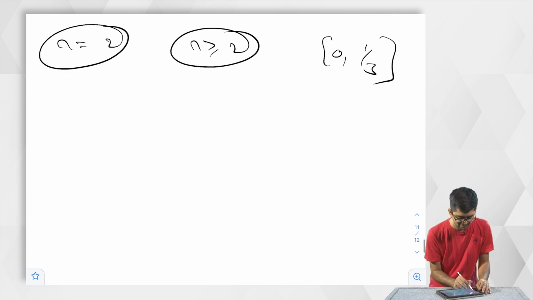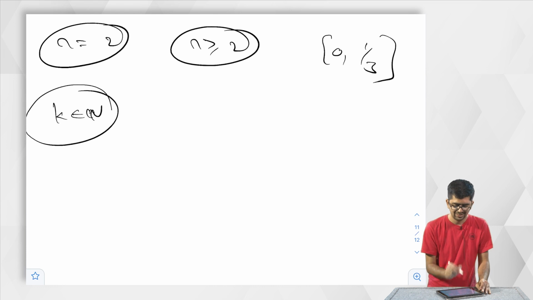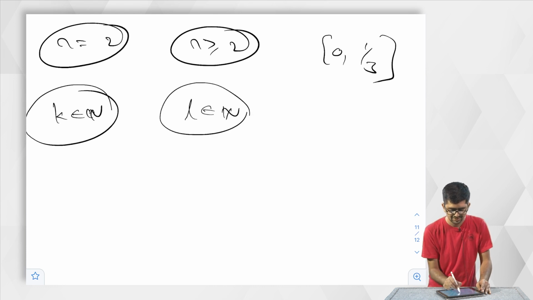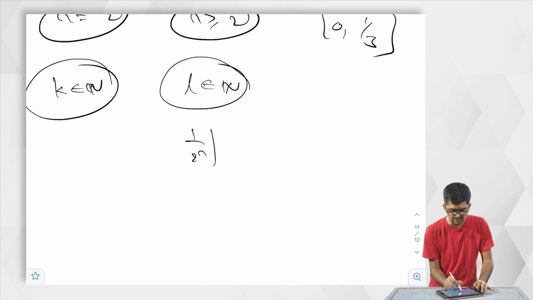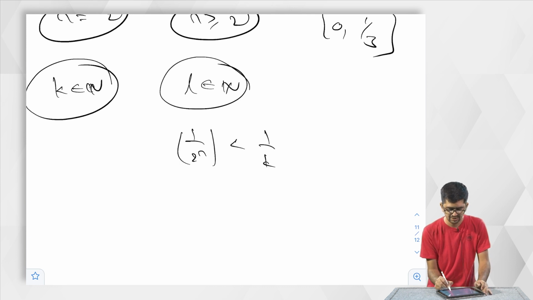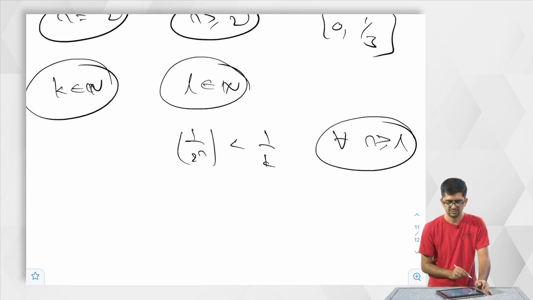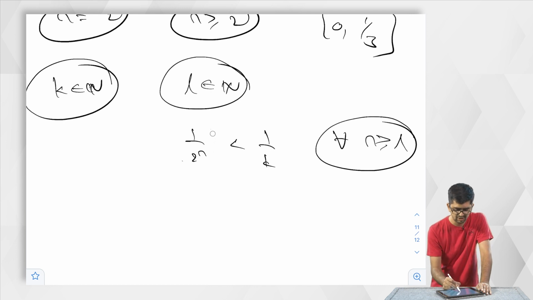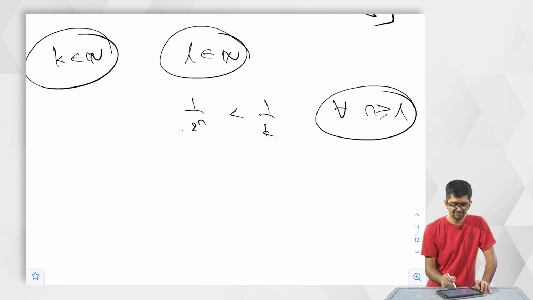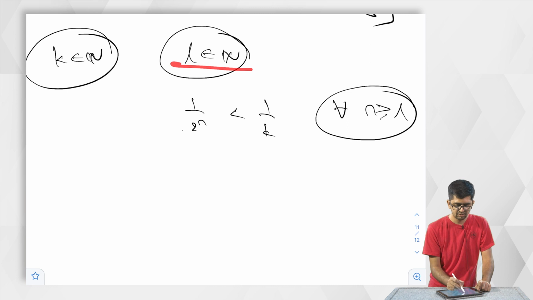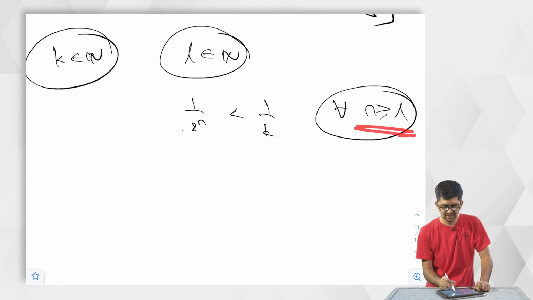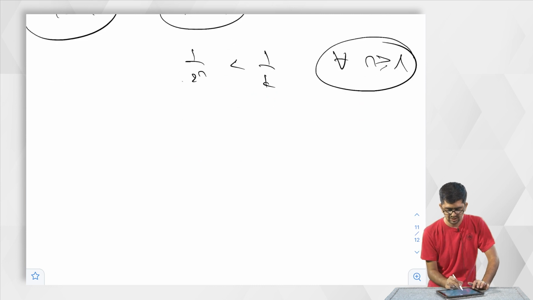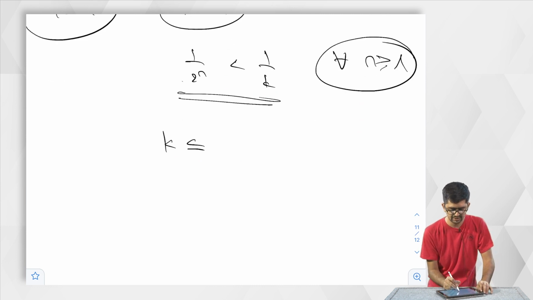Again, let us see, fixing some element k belongs to N, if we can find some element L belongs to N such that 1 by 2 power n is less than 1 by k for every n greater than L. This is what we are looking for. As I said, this is all positive, so I am removing this modulus. So we are looking for this condition. Fixing some element k, can I find an element L belongs to N such that whenever n is greater than L, this is true? And this is the same thing as saying k is less than 2 power n.